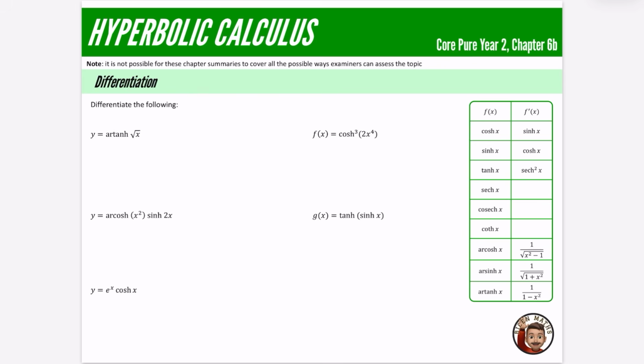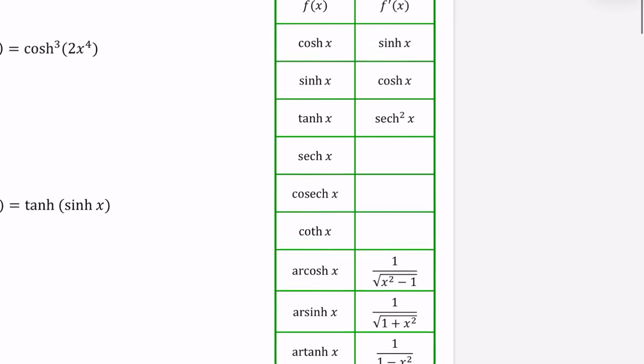Maybe things like the mean value of a function, maybe things like improper integrals, maybe volumes of revolution. So we're really just looking at the skills for hyperbolic calculus that should set you up to answer some other questions. So we're going to start off by looking at some things to do with differentiation, and I want to look at some of these things here.